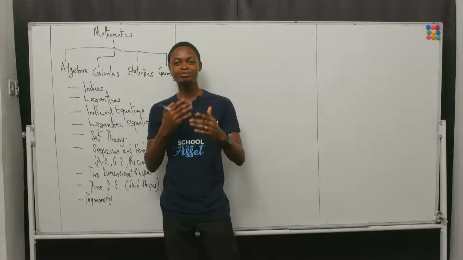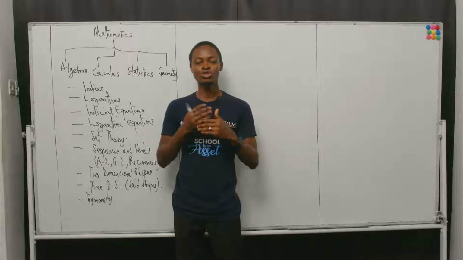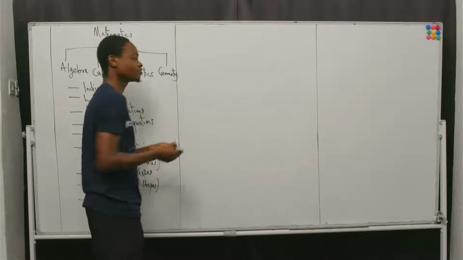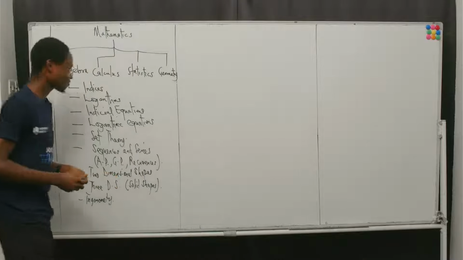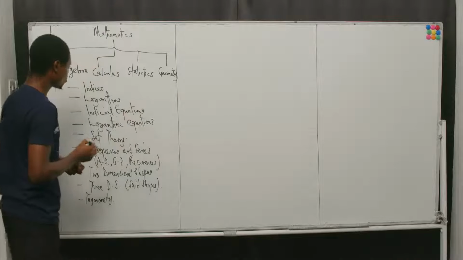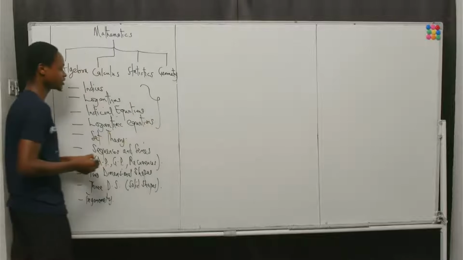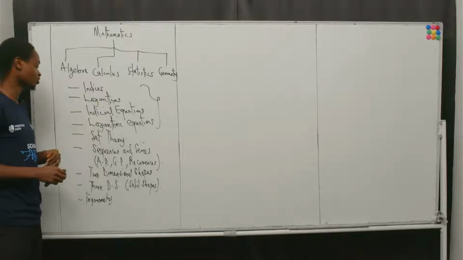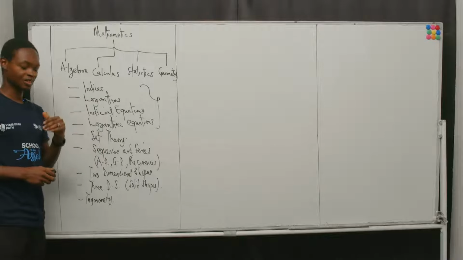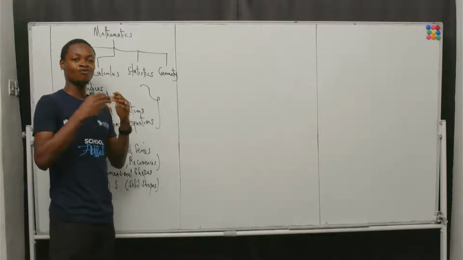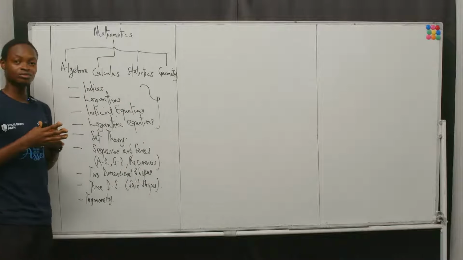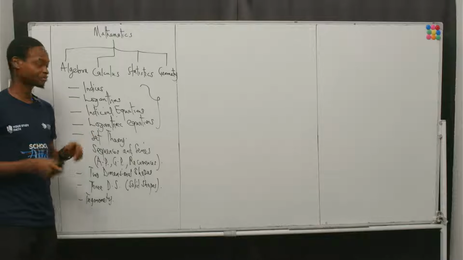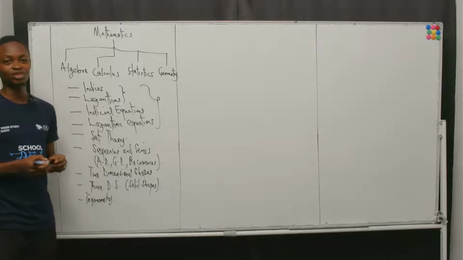Now, let us start by picking out some of these important strategies. We'll start first and foremost from simple to complex. For instance, you will look at these first 4 topics that we have here: indices, logarithms, indicial equations, and logarithmic equations. These 4 topics are in fact topics that are very, very interwoven and share distinct but similar characteristics from one another. We start first and foremost with indices and logarithms.